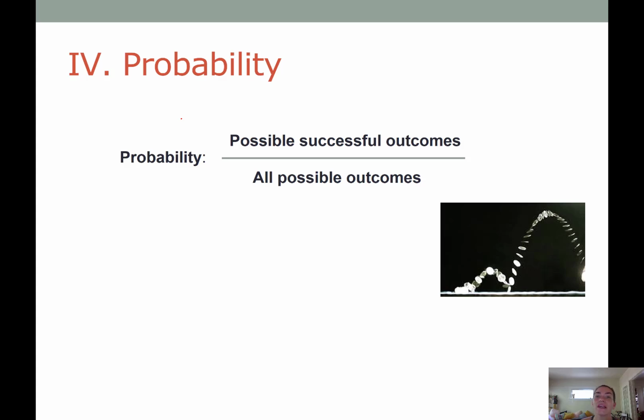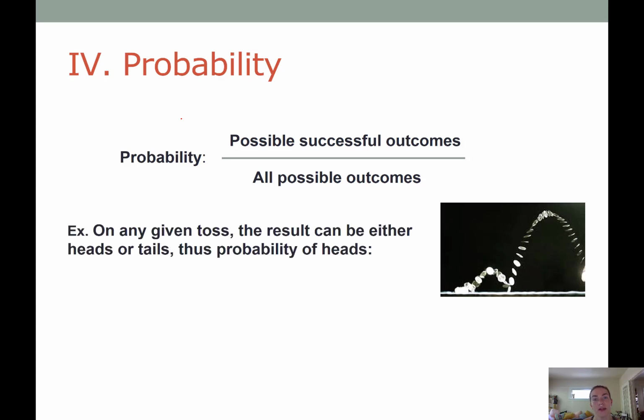And we can calculate the probability using this equation. That's the number of possible successful outcomes over the number of all possible outcomes. So we can calculate it this way. For a given coin toss, the result can be either heads or tails, right? We know that. So the number of possible successful outcomes for heads: how many ways can the coin land on heads? Only one way, right? The successful outcome being heads, there's only one way that can occur.